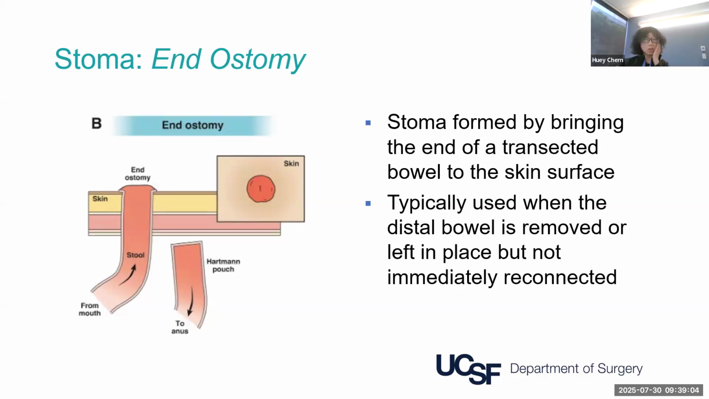When we create an end stoma, that means the other end is stapled off. You can call it a Hartmann stump or Hartmann pouch, but that distal end is stapled off, and only the proximal end is matured. That's a fairly common thing in diverticulitis, like the Hartmann procedure that we looked at earlier.